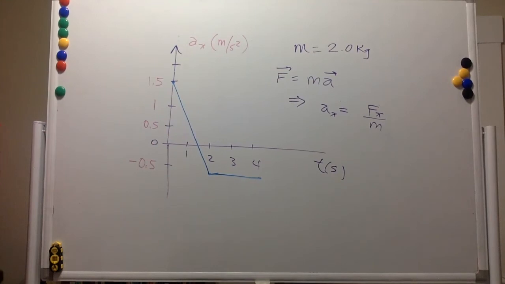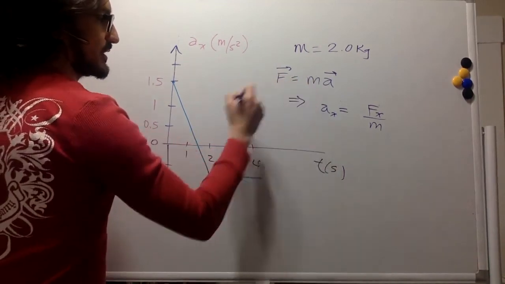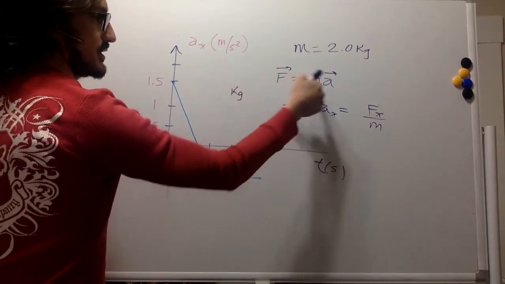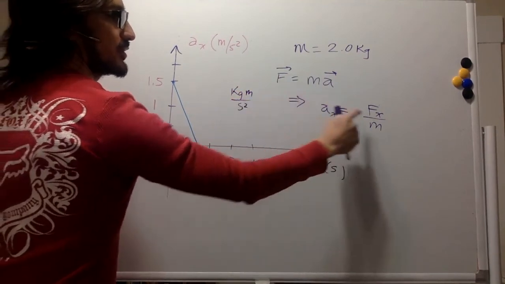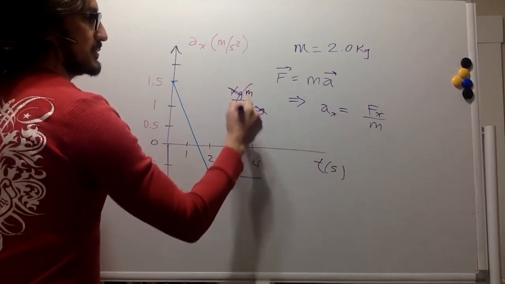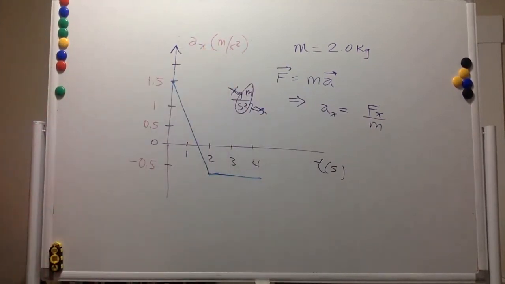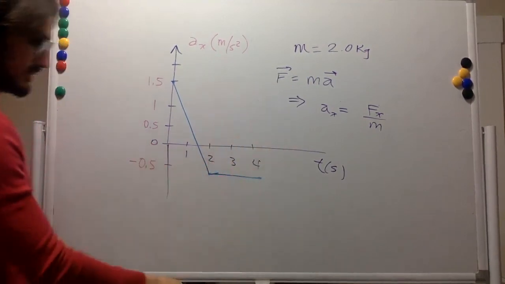And the units, well, force is going to be mass, which is kilograms, times acceleration, which is meters per second squared. So if we divide that by kilograms, we get the meters per second squared that we put over there. Right, so units are consistent as well, as they should be.